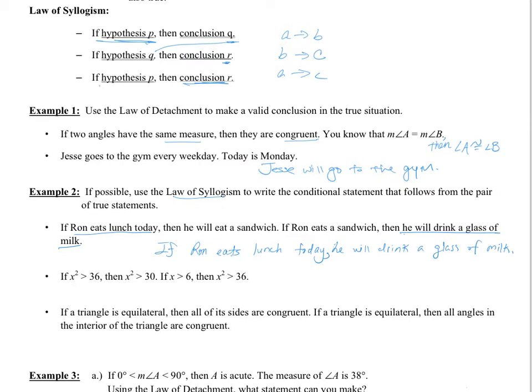So let's look at a mathematical one. If x squared is greater than 36, then x squared is greater than 30. If x is greater than 6, then x squared is greater than 36. Therefore, we can say, we have to begin here now. If x is greater than 6, then x squared is greater than 30.